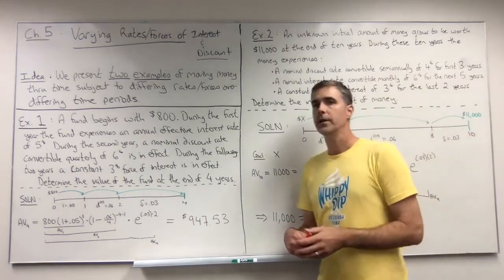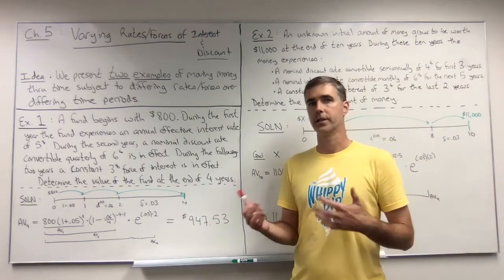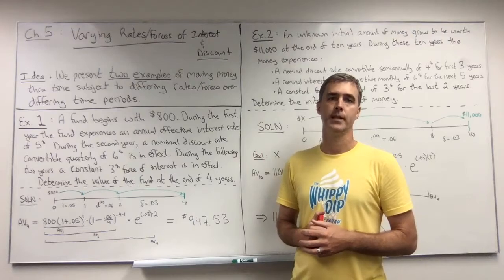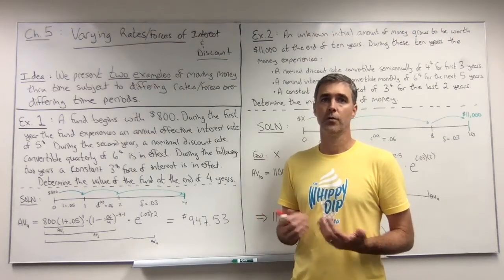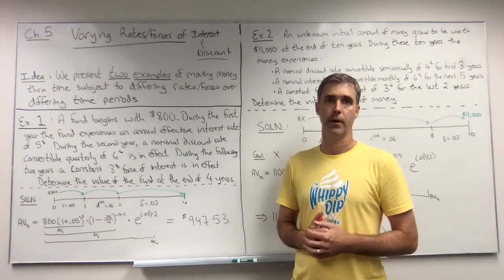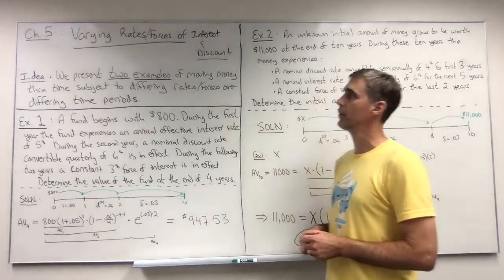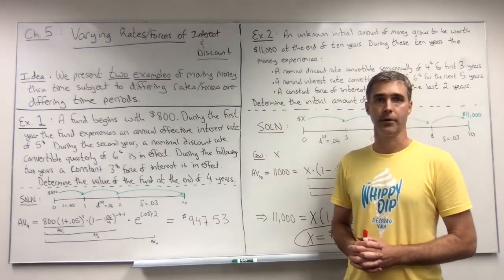Right, so for these early ideas of using varying types and values of interest, discount, and force at the same time, I'm simply going to present two examples, which should give you a really good idea of how to do it. The text has formulas, but they're pointless to memorize based on what you already know. So we present two examples of moving money through time subject to differing rates and forces over differing time periods.